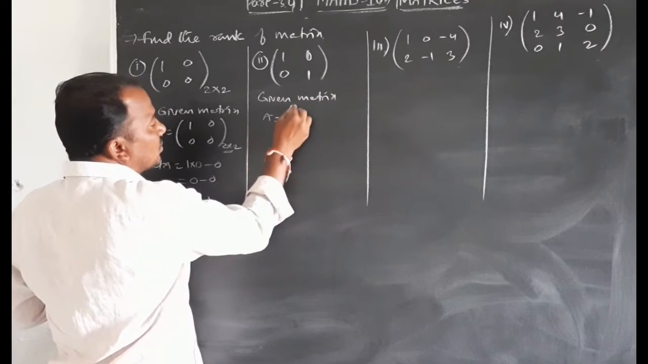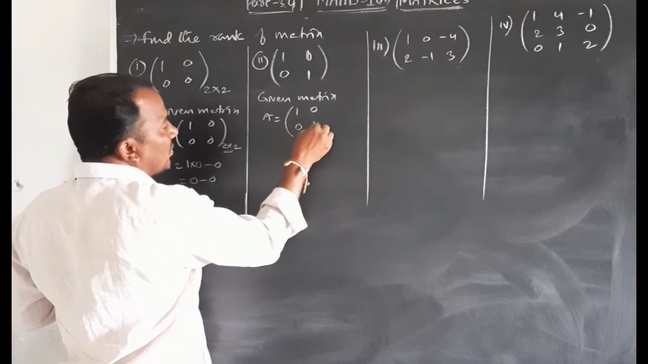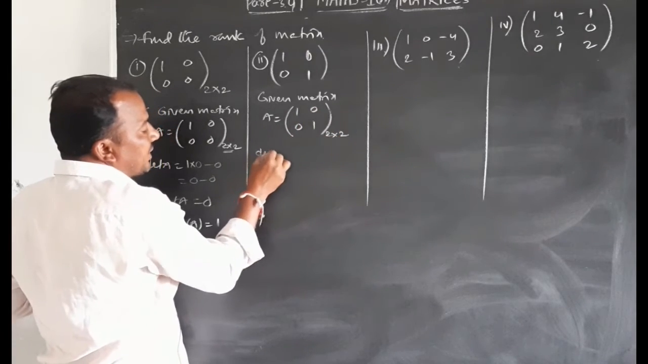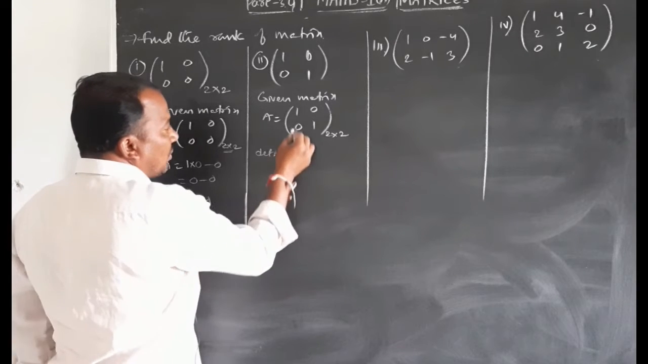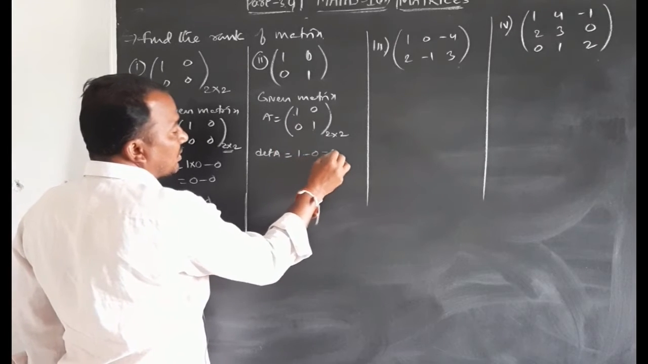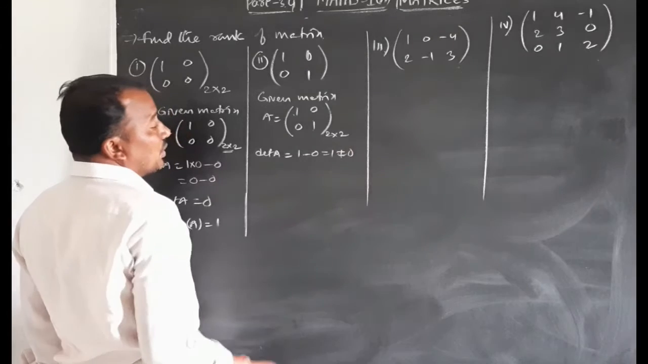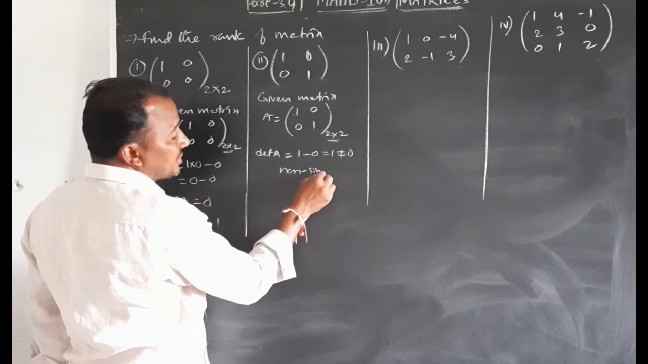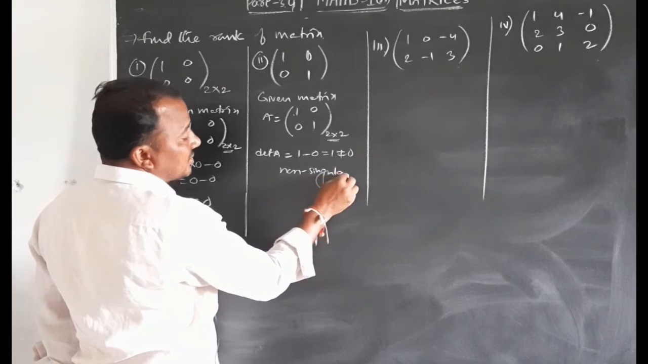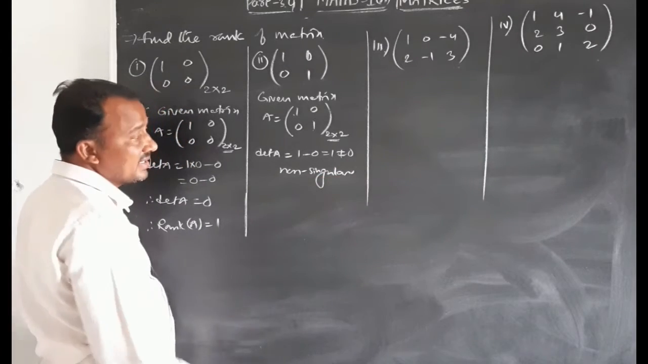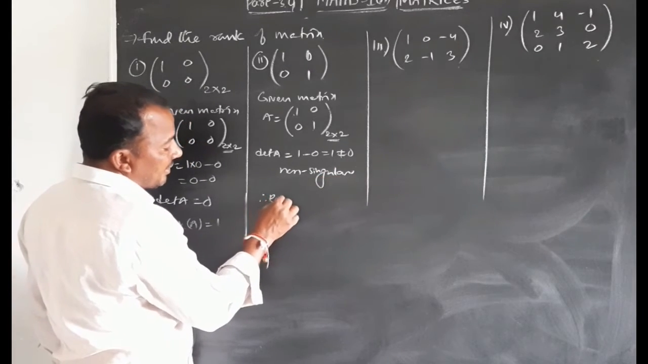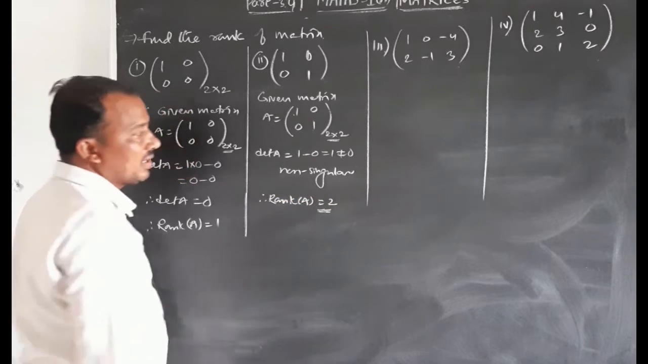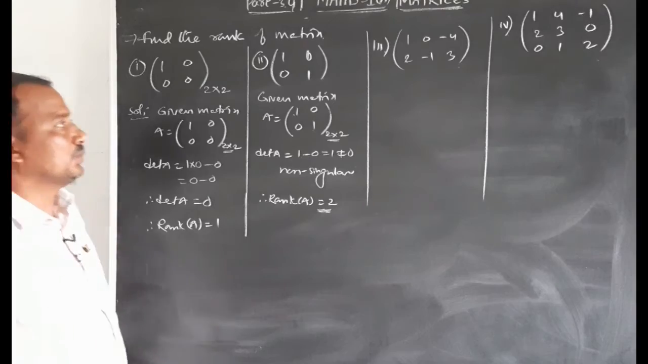Next, find the rank of the given matrix A equals 1 0 0 1, a 2 by 2 square matrix. Find det A, which is 1 minus 0, equal to 1, which is not equal to 0. The 2 by 2 matrix is non-singular. Then rank of A equals 2.